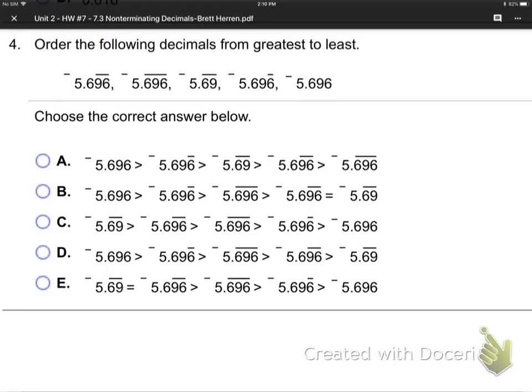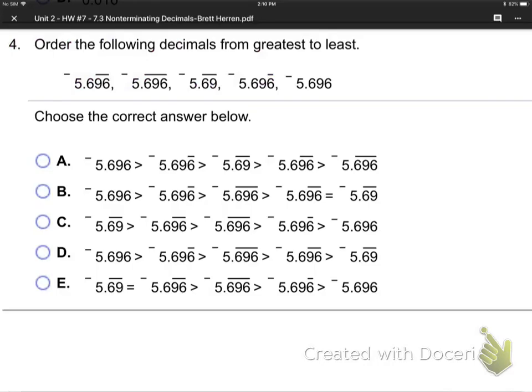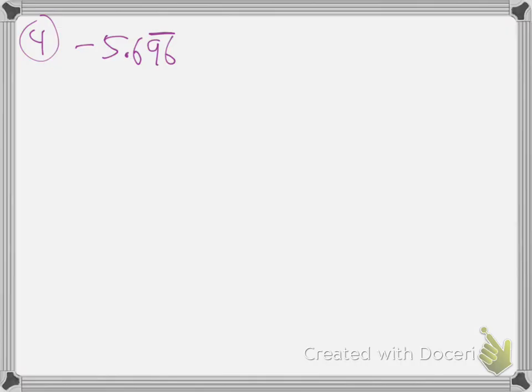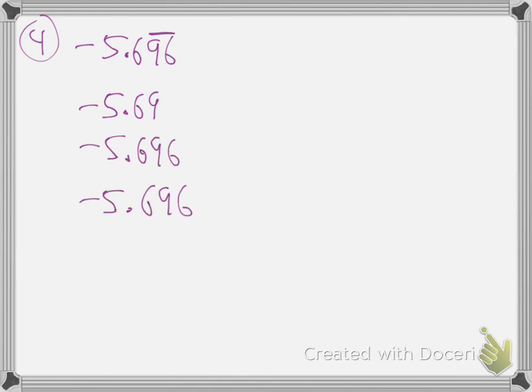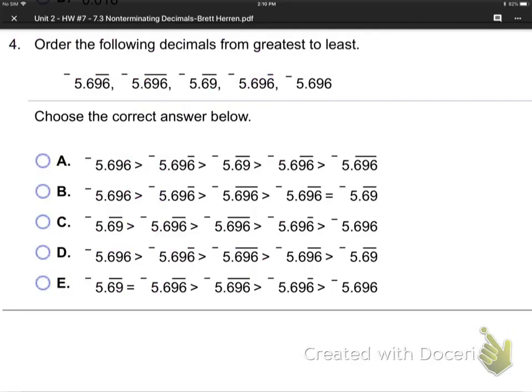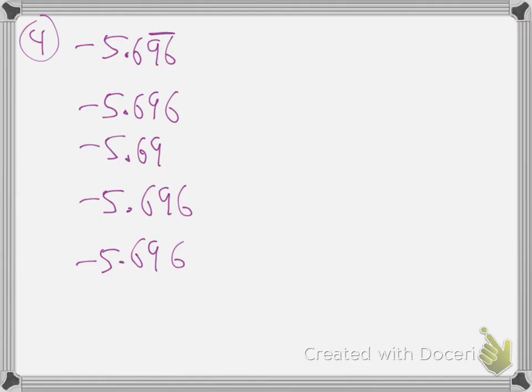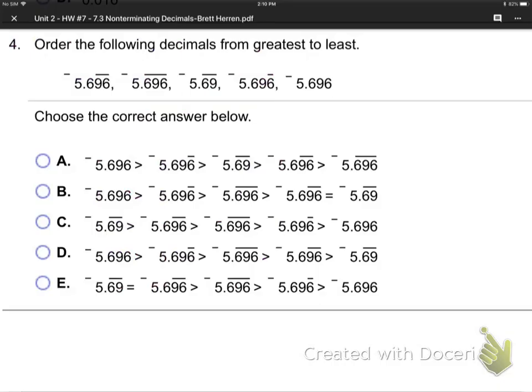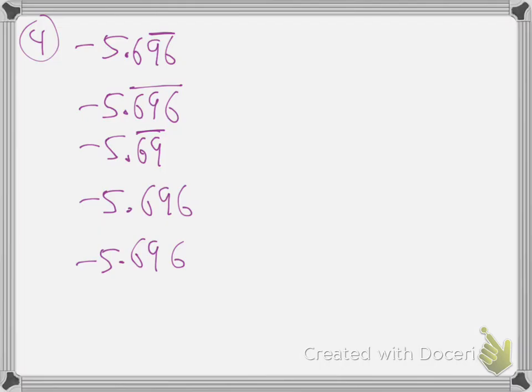So negative 5.696 bar, negative 5.6 with the bar over the 9.6. Well, they're all 5. Oh, next one's 5.696. They're all that except for the middle one. They're all negative 5.696 except for the third one. So I blew it. And then there's one more. So they're all that, and then it's just where the bar goes. First two, all three, only two. Last one, and none at all.